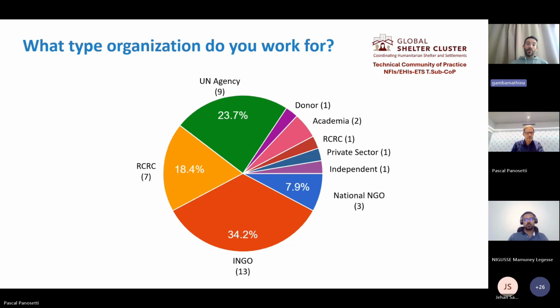We also asked what type of organization you work for. Most of you are from international organizations, but also UN agencies, and a bit more than 18% are members of the Red Cross.